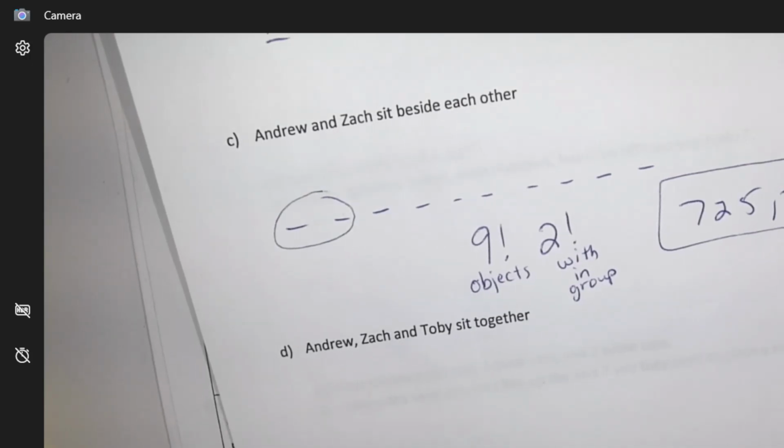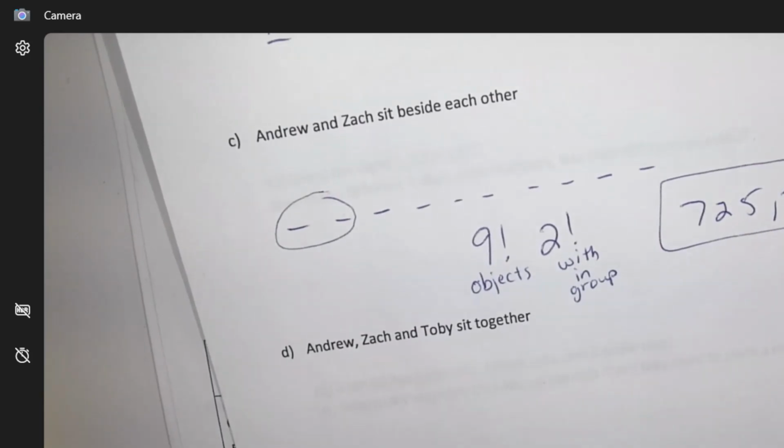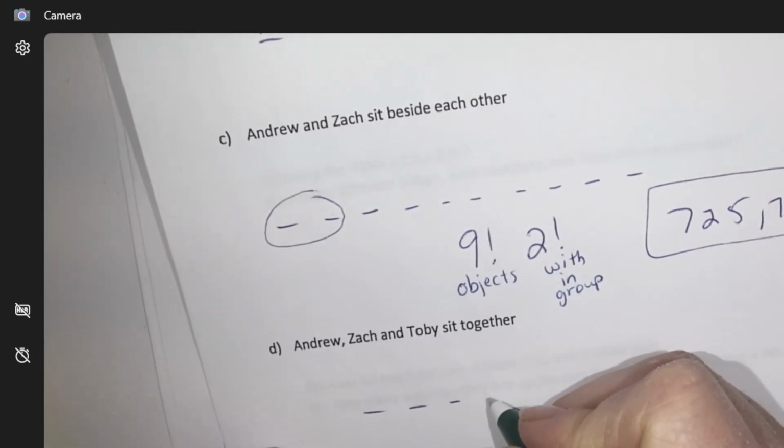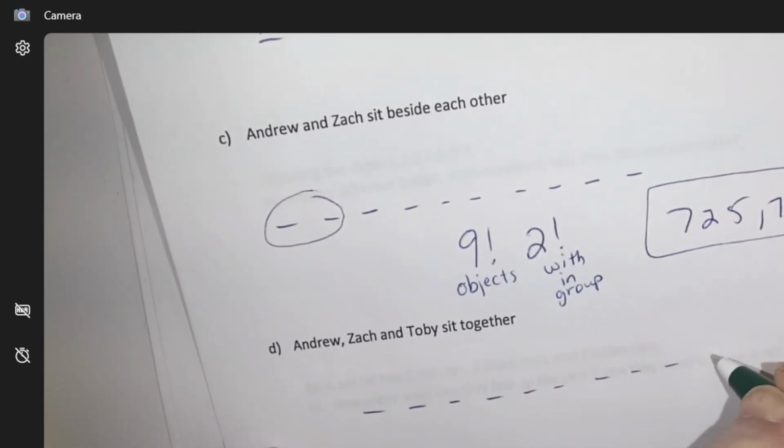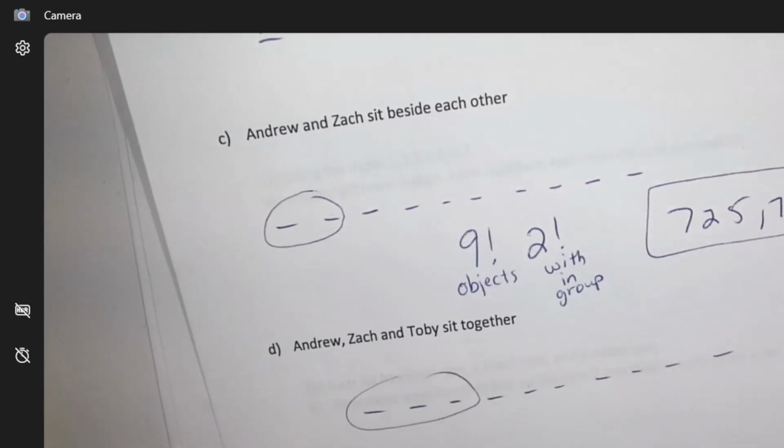Okay, question D is the exact same concept. Obviously the number is just different now. So let's see if you can do it on your own. It's the exact same concept. So C and D are the same question with just different amounts. Now there's just 3 people sitting together. So do it the same way, see what you can get.